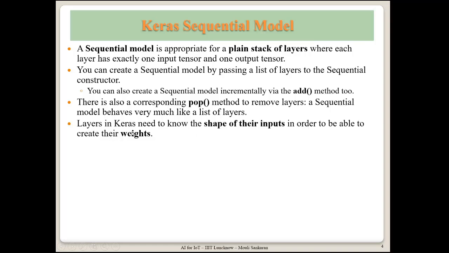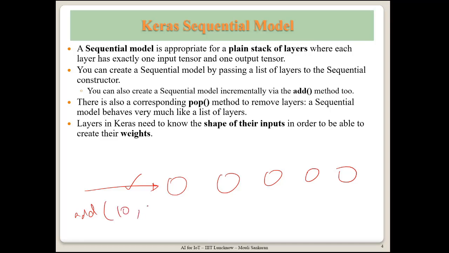Then layers in Keras need to know the shape of their inputs. Now let us see. Suppose you have multiple neurons, and you have created one particular layer. You mentioned that it has 10 nodes. You want 10 nodes to be there. In our case, I am showing only 5 nodes, so let us call it a 5-node layer.